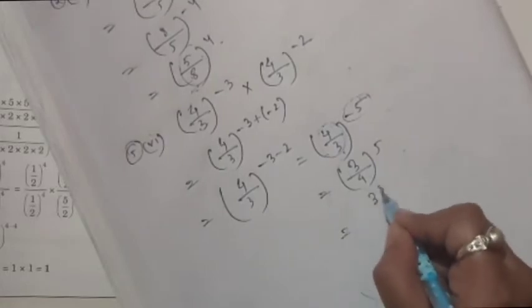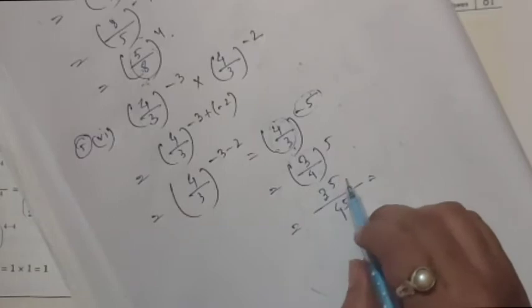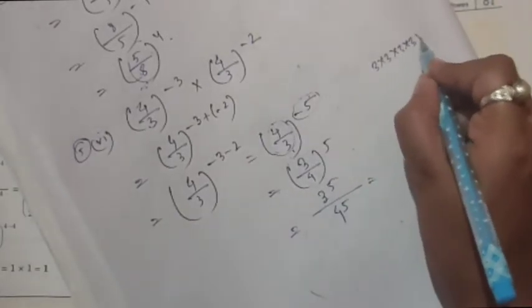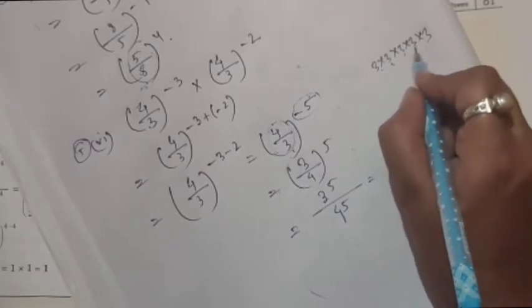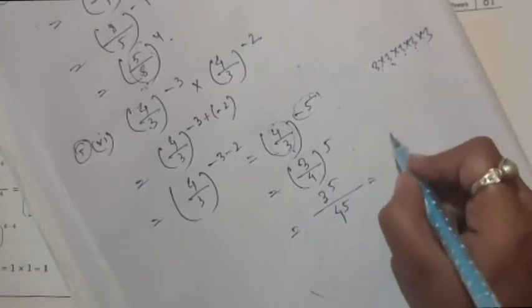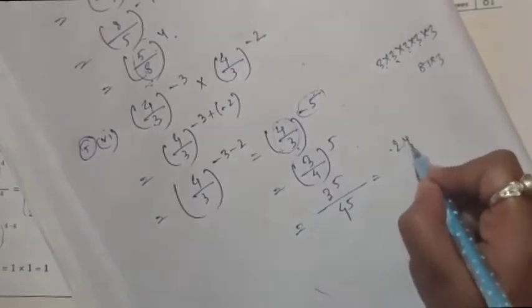3 to the power 5 by 4 to the power 5. 3 to the power 5 means you have to multiply 3 five times. 3 threes are 9, 9 threes are 27, 27 threes are 81, 81 threes are 243.